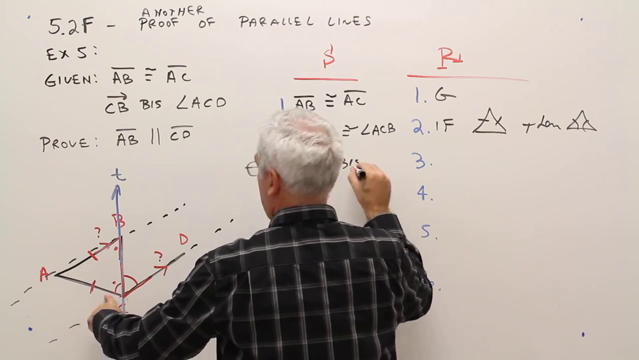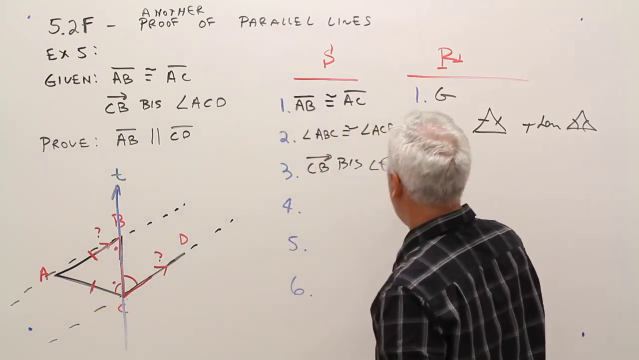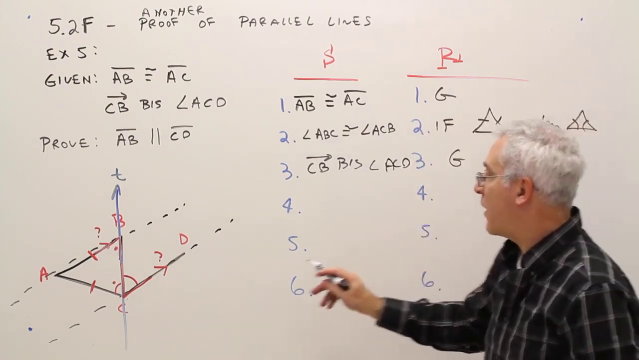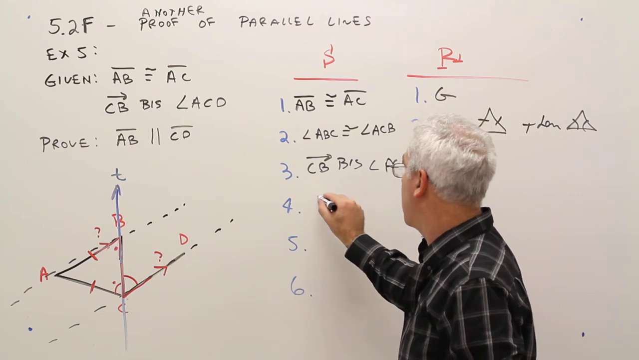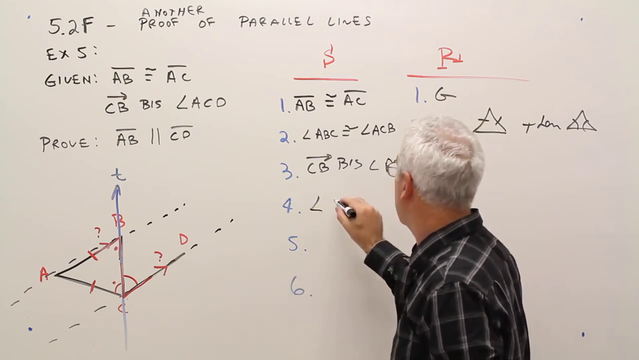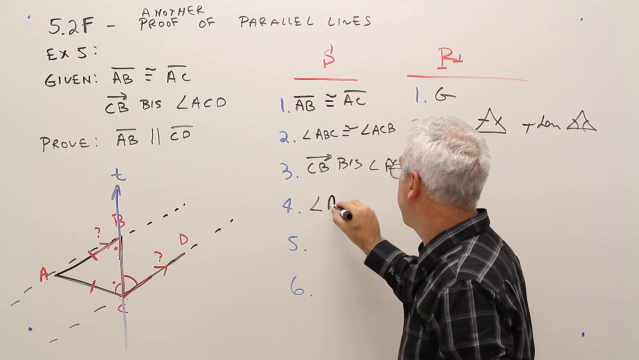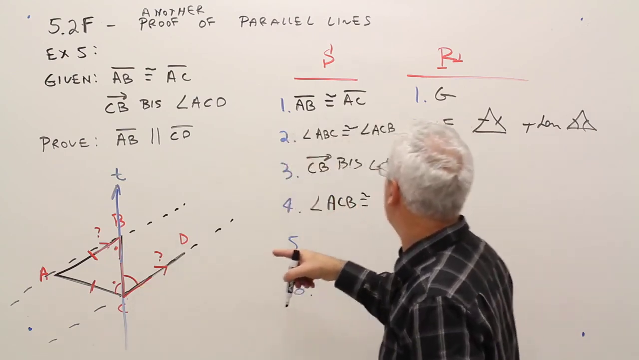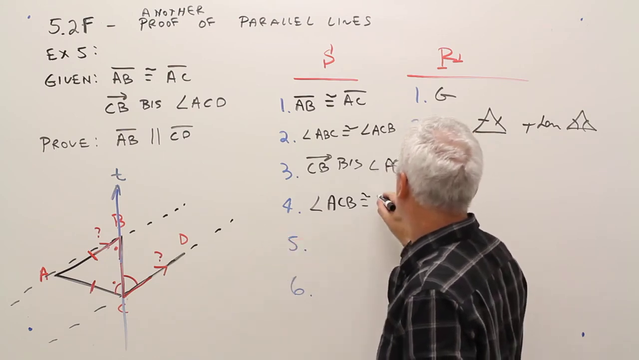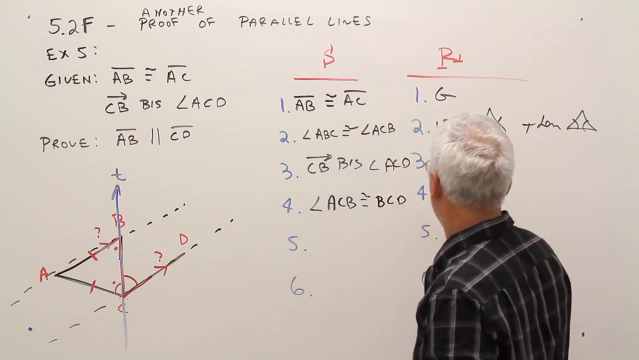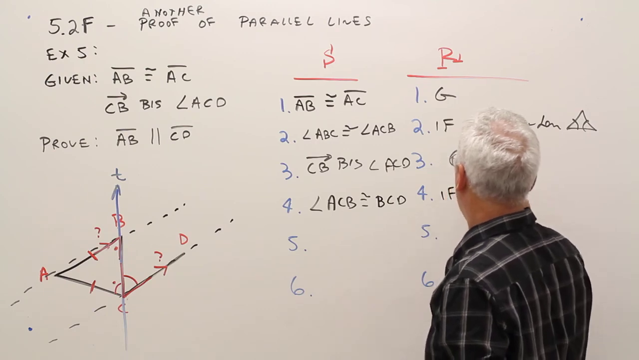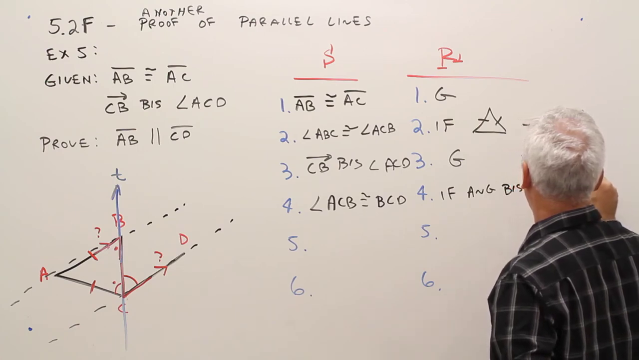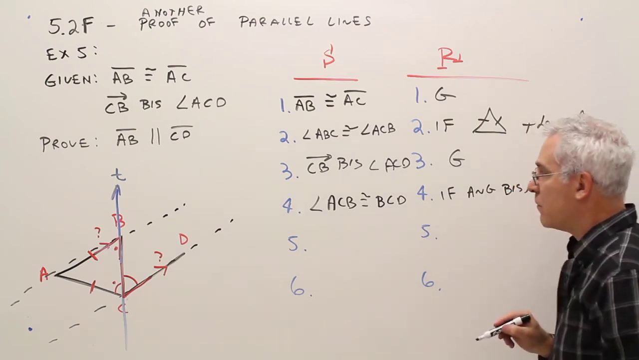CB bisects angle ACD. That was given. Then I'm going to get these little two chunks there. Angle ACB, ooh, I'm liking that, is congruent to angle, I could call it BCD. If angle bisector, then two congruent angles.